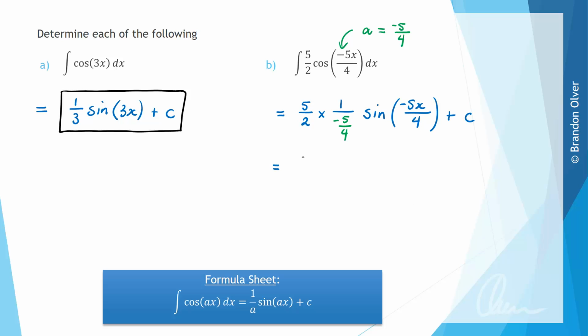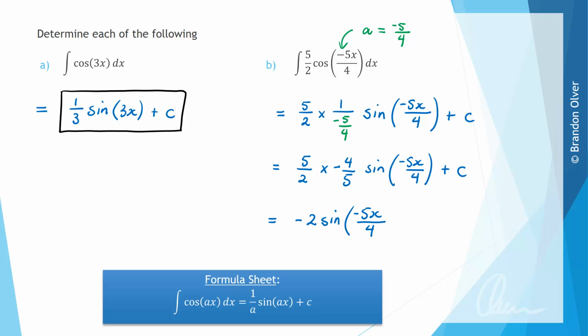So cleaning that up, we'd have 5 over 2 multiplied by the reciprocal, or 1 divided by negative 5 over 4, which would just give negative 4 over 5. Sine of negative 5x over 4, and then we still have plus c. And then this would simply equal 20, 5 times 4 over 2 times 5 is 10, so 20 over 10 is simply 2, and we still have a negative there. That would be multiplied by sine of negative 5x divided by 4 plus c. So that is the solution to part B of this example.